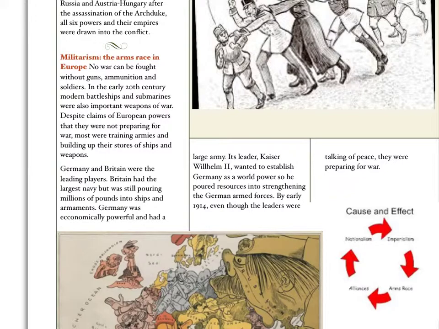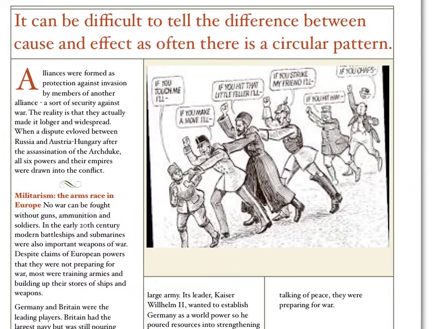Now, the images we have on this page, this first one here is dealing with the alliances, and if you look closely you can see what each of these things are saying. So basically you have a long line of people. This one here is saying, if you touch me, I'll, and the next guy is saying, if you make a move, I'll. And then over here we have, if you hurt that little fella, I'll. And this one says, if you touch my friend, I'll. And then it goes along, as you can see. So each of these people are representing people in the alliance and what actually happened in the beginning.